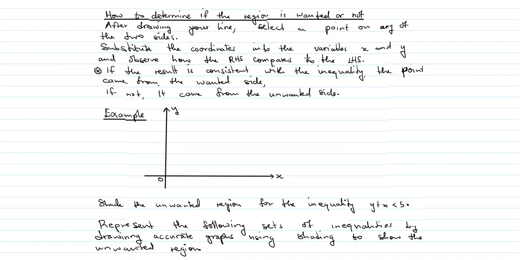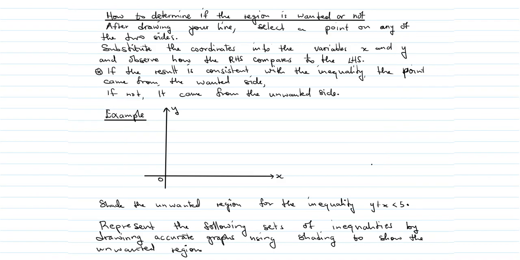Let's say your point was 2, 1. You take your point 2, 1, right? 2 stands for x, and 1 stands for y. So you put 1 here, you put 2 here. So that becomes 3. And when you compare 3 and 5, 3 is less than 5.